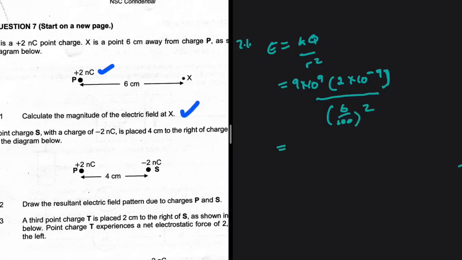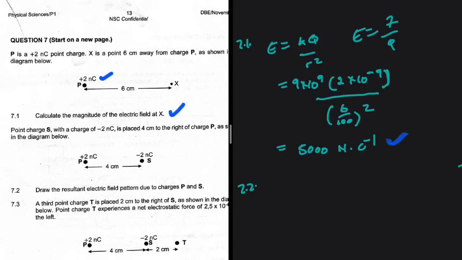Now I just need to press my calculator. So 9 times 10 to the power 9 multiplied by 2 times 10 to the minus 9, 6 over 100, and we square that. I get 5,000. So we have 5,000. What is the SI unit? We know that E is equal to F over Q, right? So the SI unit is newtons per coulomb. That is 7.1. Let's take a look at 7.2.